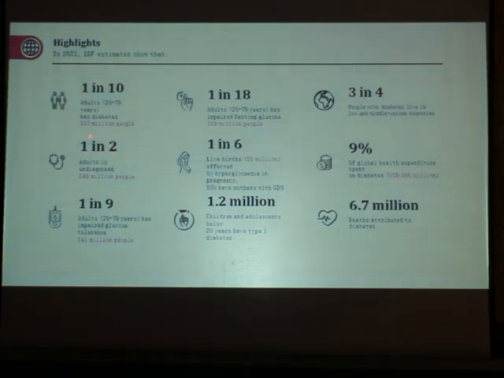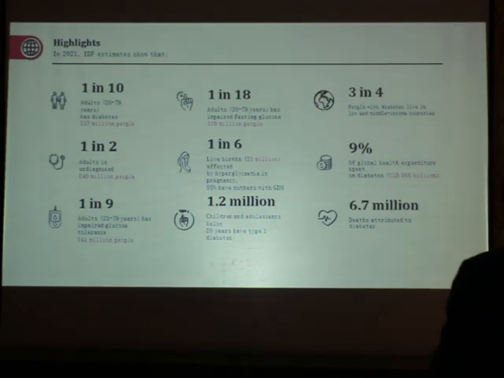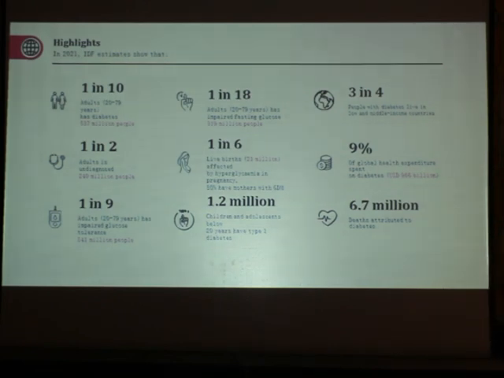To add to the issue, 1 in 2 adults is undiagnosed. So out of these 537 million, 53 crore, approximately 27 crore people do not even know that they have diabetes. So you can understand the implications of what is going to happen to these people in the next 10 to 12 years.